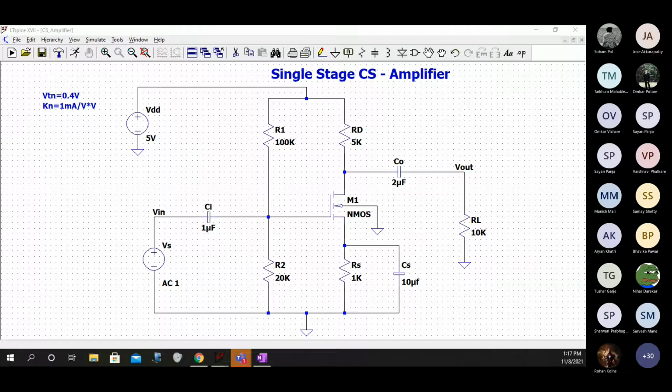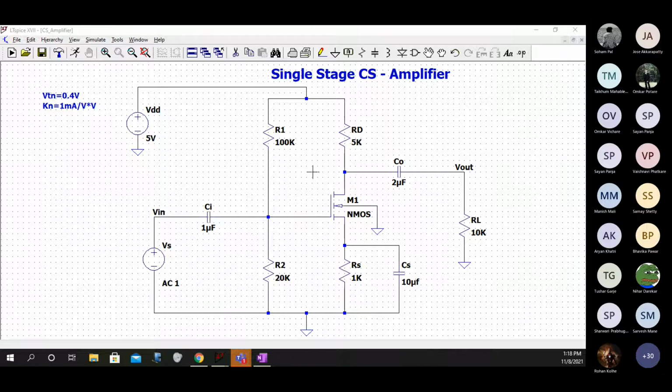Sayan, I am going through your circuit. Okay, it looks fine. Good. Okay, Riddhi, your output is also correct.